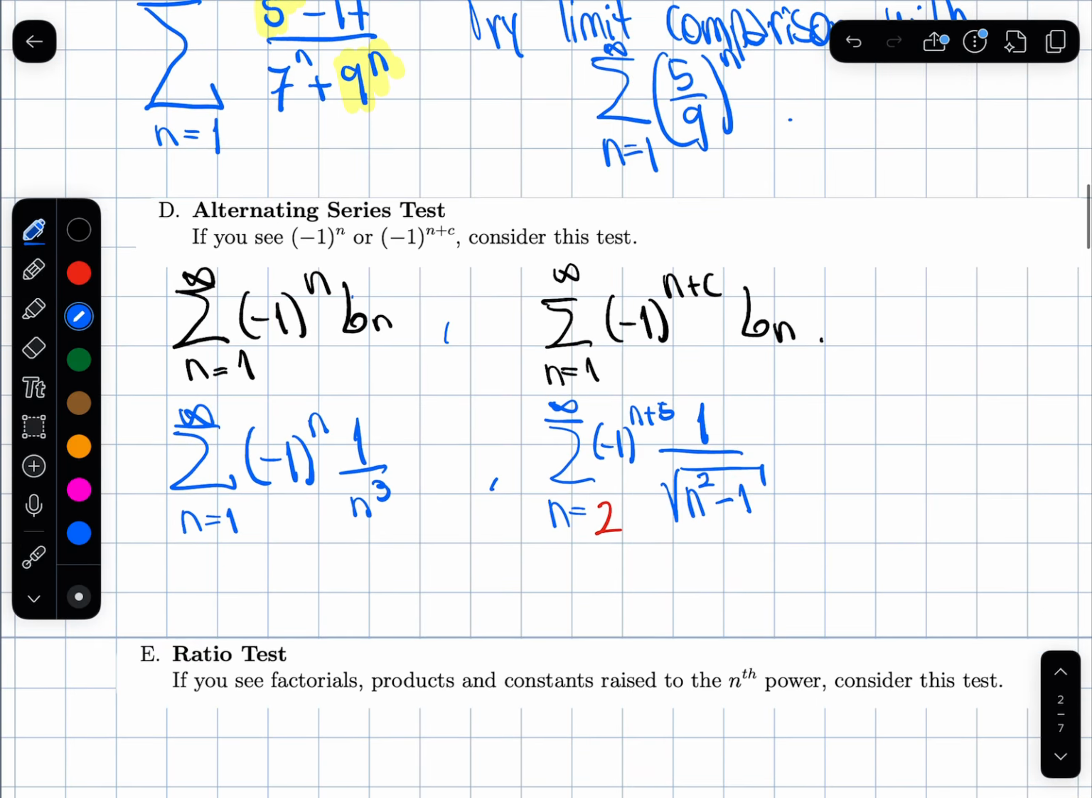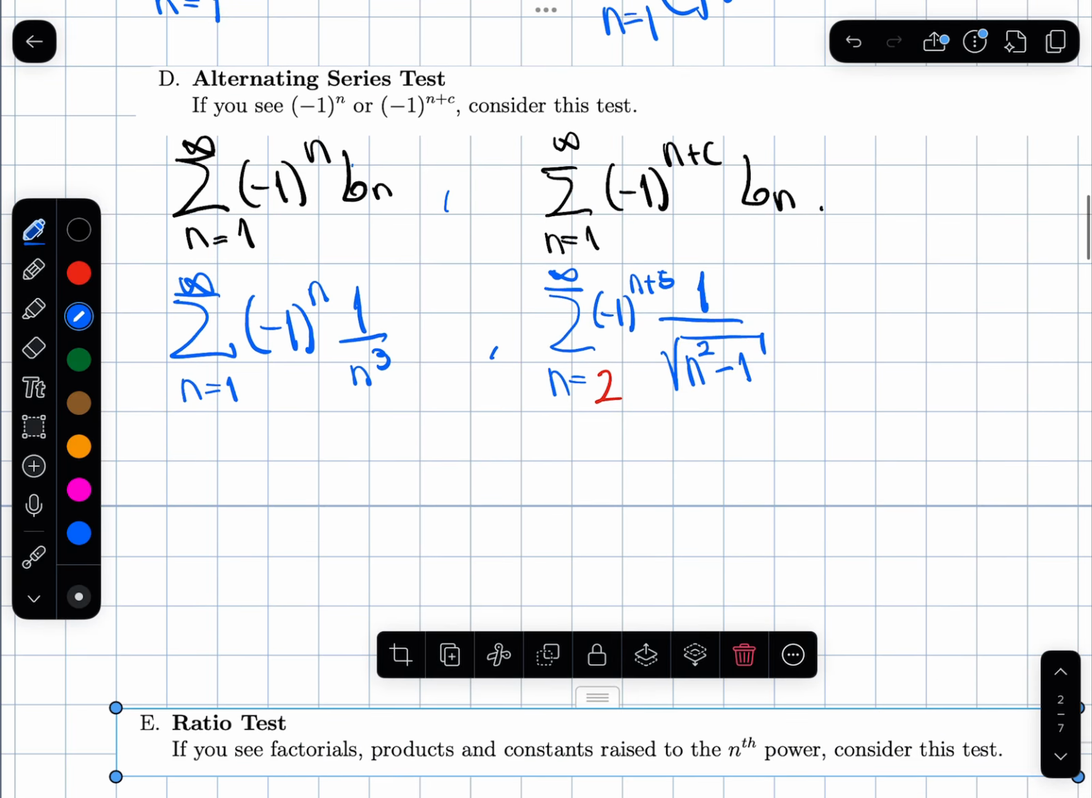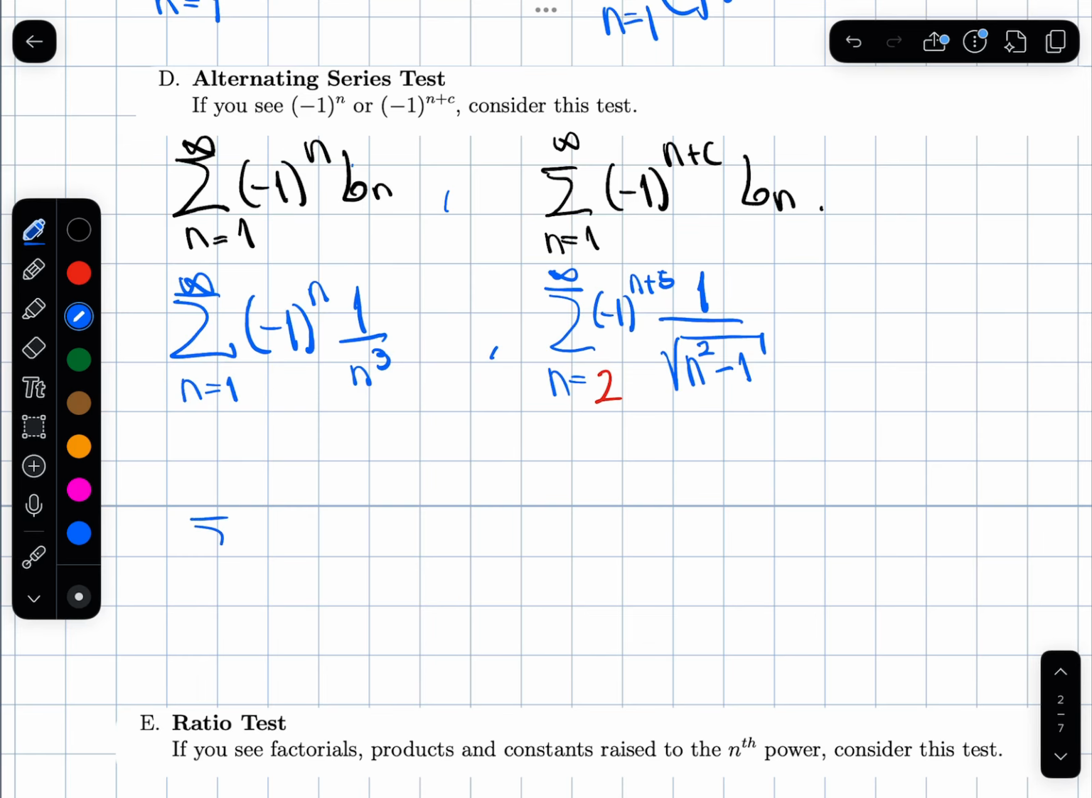Now be careful with this. Sometimes things can be a little tricky. And if you see something like this, gotta be careful. This is kind of confusing. It's tricky. The alternating series test does not apply here. Take a second to think about why.